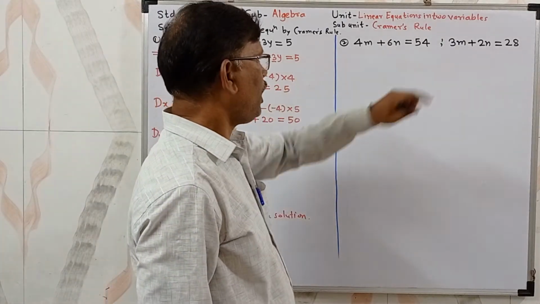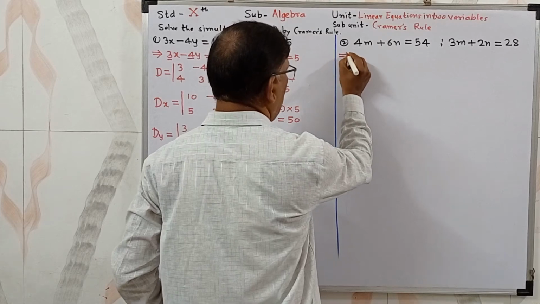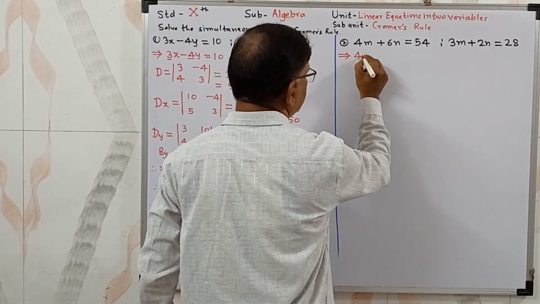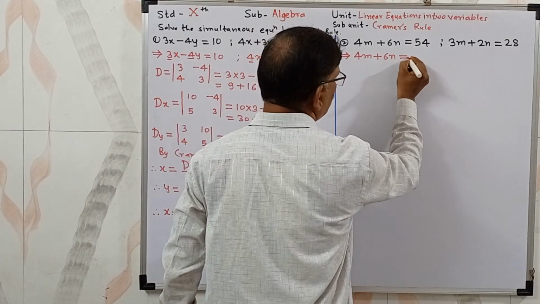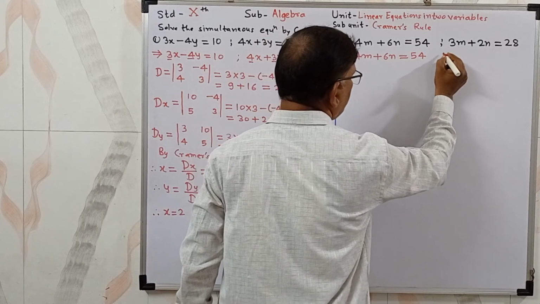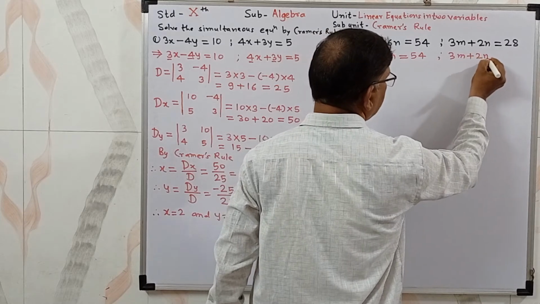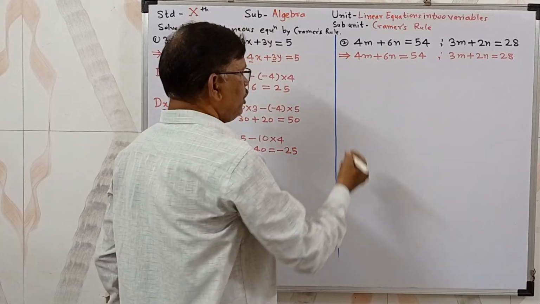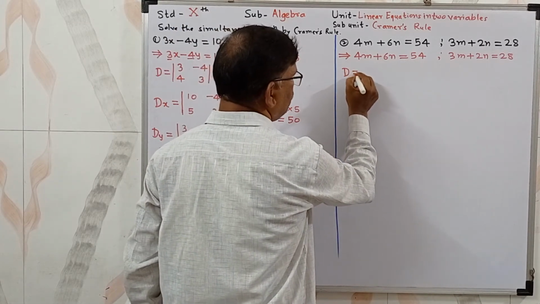Now we solve another equation. In this equation, first step, we write down these two equations: 4m plus 6n is equal to 54 and 3m plus 2n is equal to 28. Understood? Now first find out the determinant D.